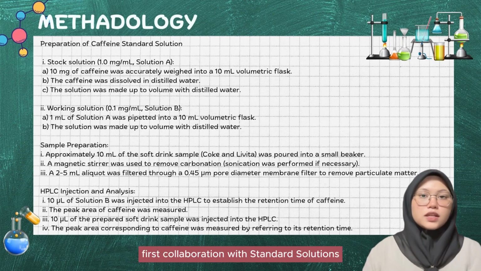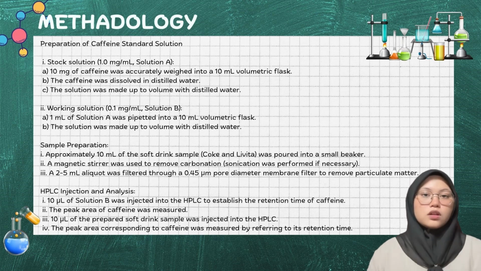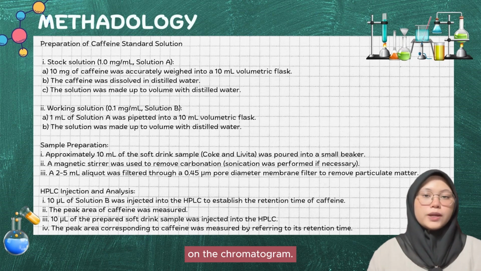HPLC injection and analysis. First, calibration with standard solutions. Step 1. 10 microliters of solution B was injected into the HPLC system to establish the retention time of caffeine. Step 2. The peak area of caffeine was measured from the chromatogram.